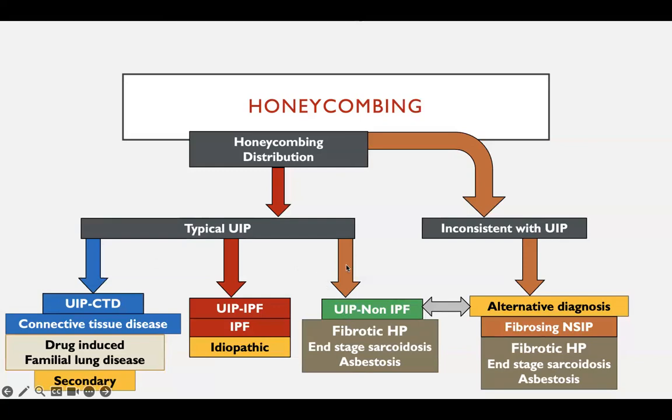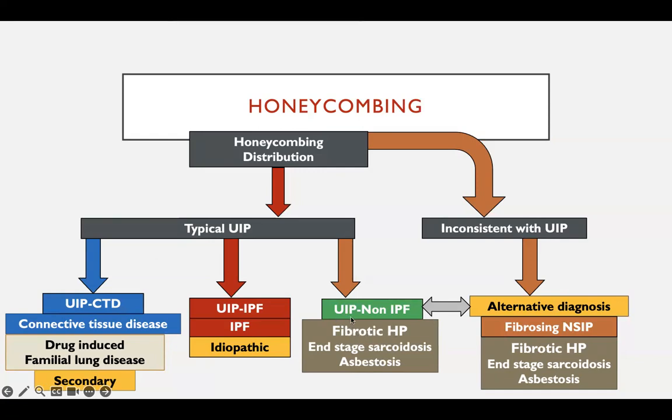Check for the alternative features. Check for the air trapping in the upper lobe. Check for the perilymphatic nodules. Here also for fibrotic HP, check for the nodule, central lobar nodule. So we have here 2 features for HP.